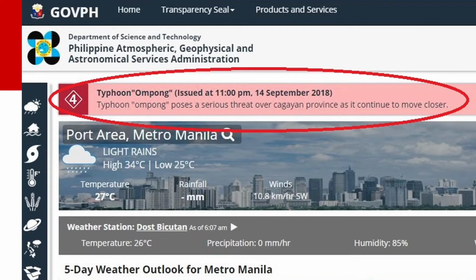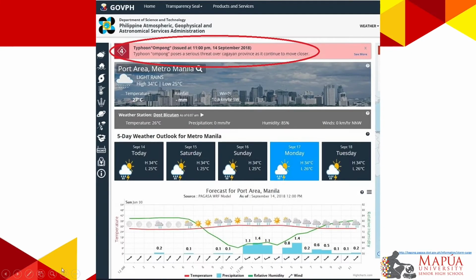At this point, Typhoon Ompong poses a serious threat over Cagayan valleys as it continues to move closer. There is a signal number 4 for Typhoon Ompong, which means that Pag-asa is considering the impact of the storm surge brought upon by such typhoon, which is signal number 4.